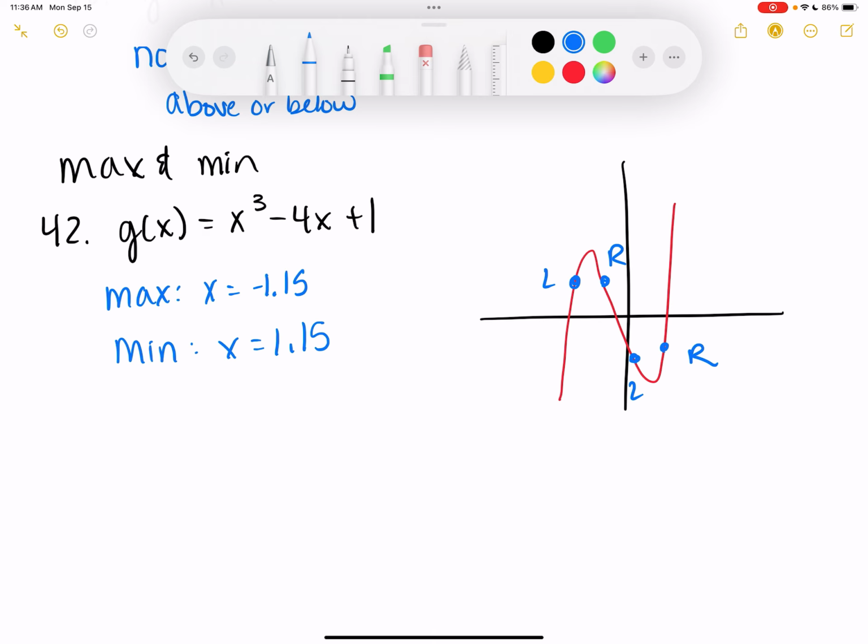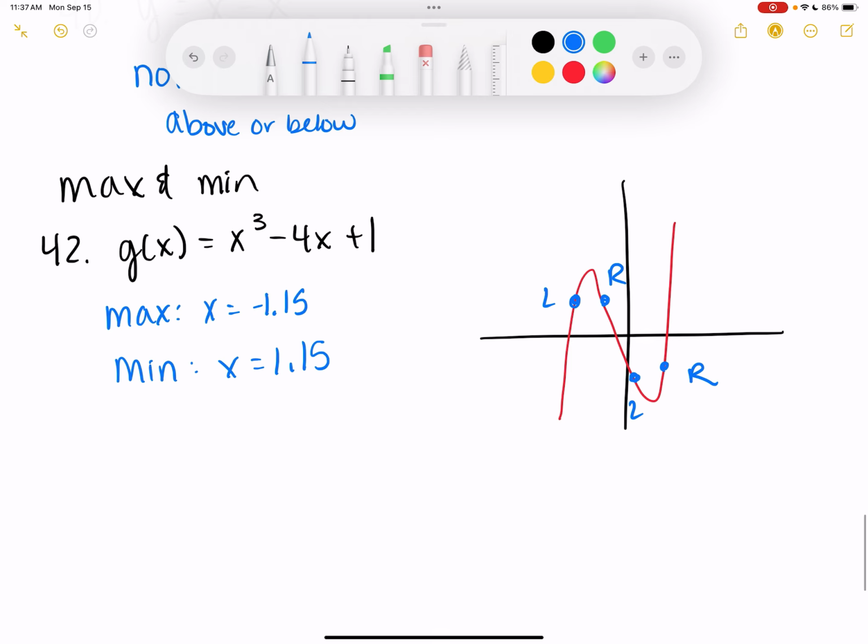My maximum says negative .303. I don't know why. Negative 1.15. I'm questioning if your graph is right. Can I see your calculator? Oh, well, you didn't hit guess yet.